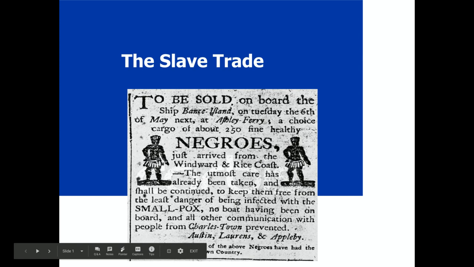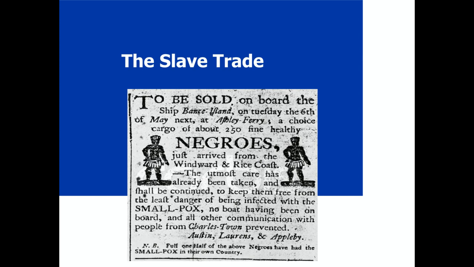Again, here's an actual clip from the time period that was featured in a newspaper, so you can see how these early colonists and people in the New World viewed slaves initially. And of course, this is a good example of that. And this was done in Charlestown, which is Charleston for us.